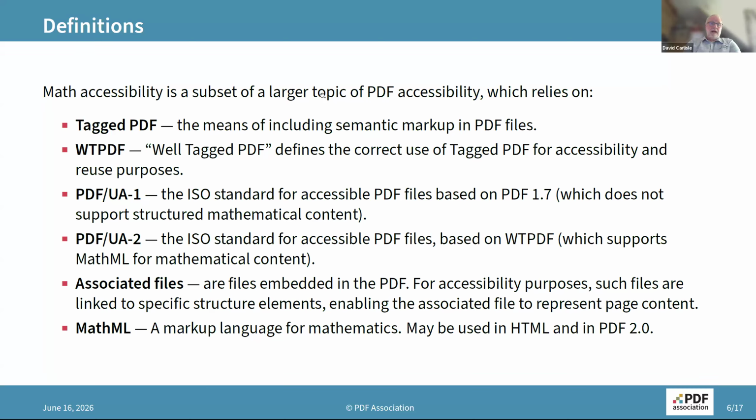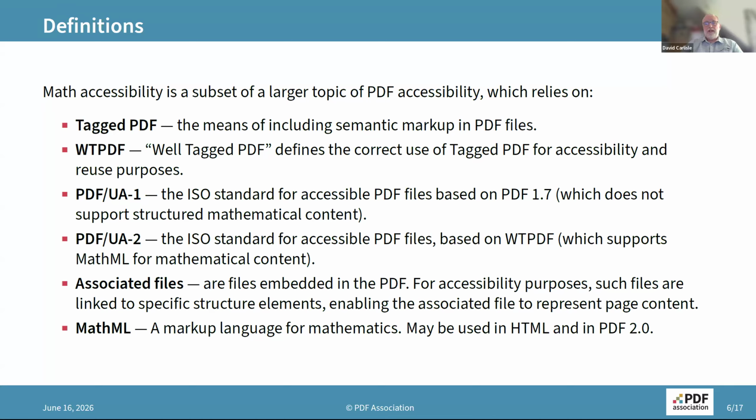Matching that from ISO, there's PDF/UA, which is PDF Universal Accessibility. PDF/UA-1 is for PDF 1.7 and more or less anything PDF 1. And we're not going to talk about that a lot because it's not too good at mathematics. It just uses alt text as we just saw. And PDF/UA-2 is a newer one. It's very close to the WTPDF document that was developed in parallel. And that tells you how to do accessible PDF 2 documents, which includes MathML support.